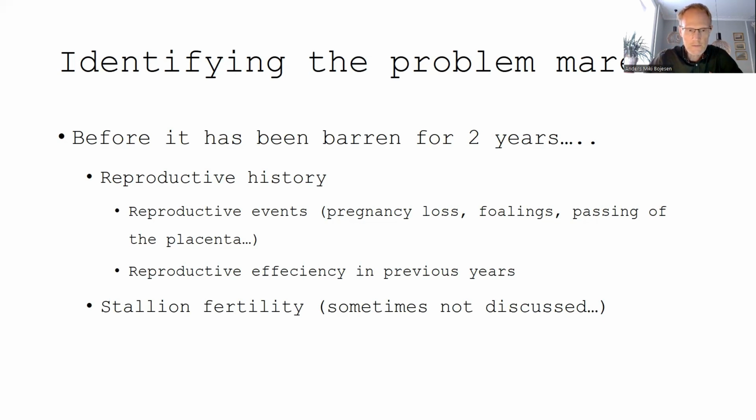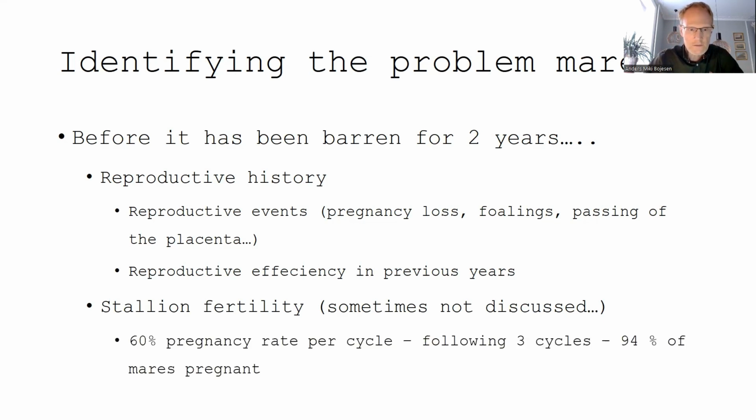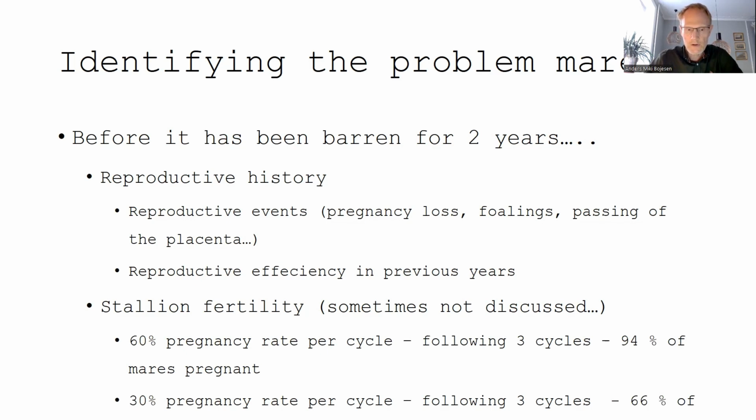An aspect to consider is also the stallion fertility. If you, for example, have a 60% pregnancy rate, just to do the math, 94% of the mares will be pregnant following 3 cycles. But if you only have a 30% pregnancy rate, then those figures will be 66% of the mares pregnant following 3 breedings. And just as a way to remember, stallion fertility of course also has an impact on the overall fertility.